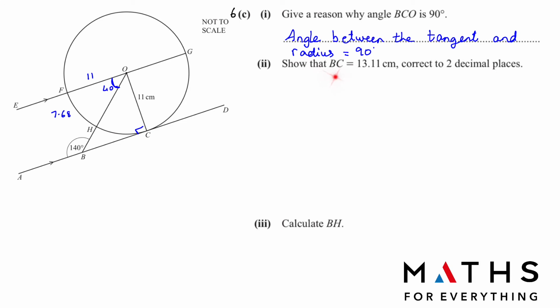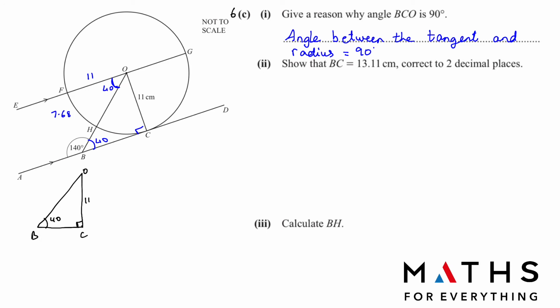Next, show that BC, this line BC, is equal to 13.11 centimeters, correct to two decimal places. Now we know that this is a straight angle. Therefore, angle OBC is equal to 40. 180 minus 140 is 40. So you have a triangle here, B, C, and O. This is 11 centimeters. This is 40. And you want to find BC.